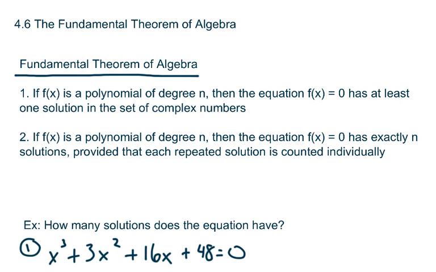Okay, the second part of the fundamental theorem says if f of x is a polynomial of degree n, then the equation f of x equals 0 has exactly n solutions, provided that each repeated solution is counted individually.